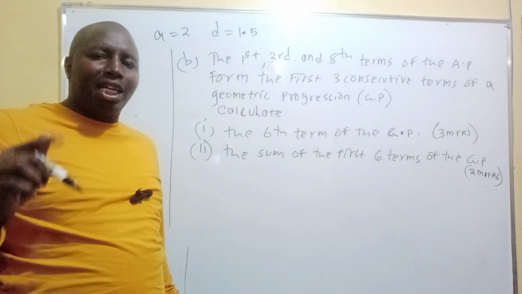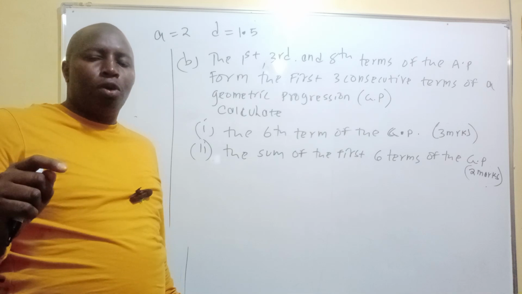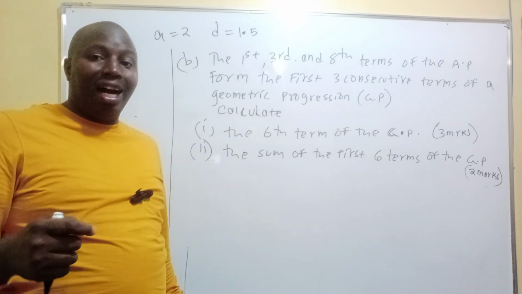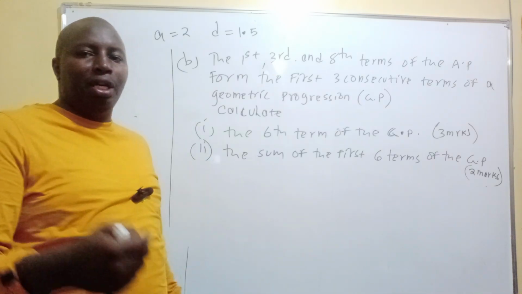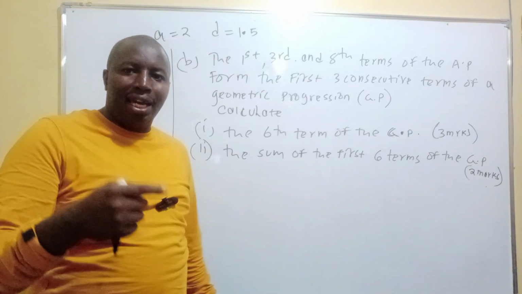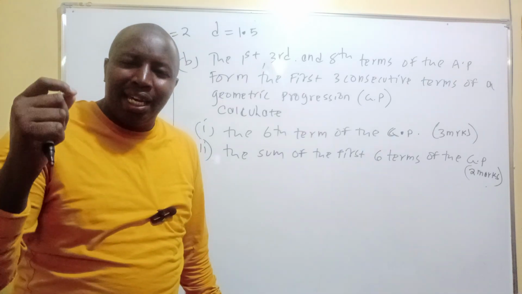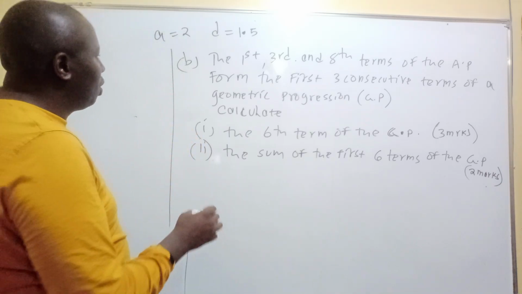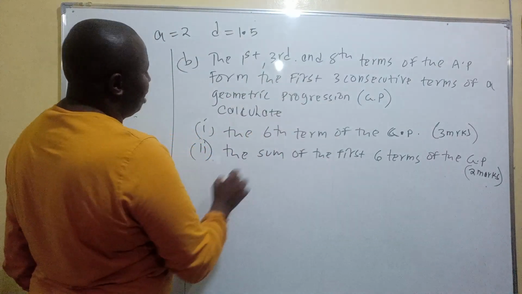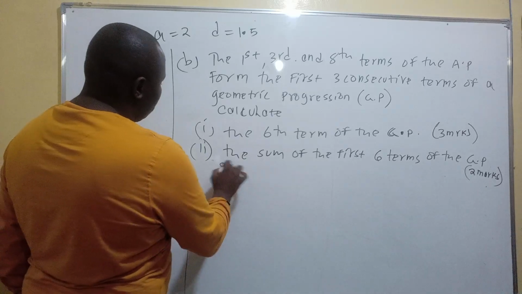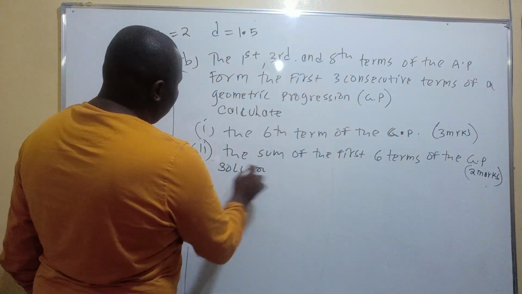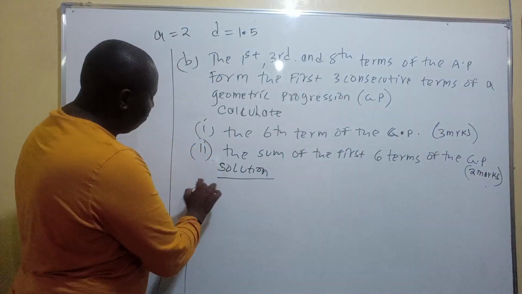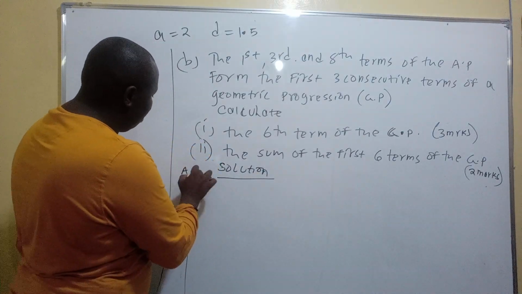So now the examiner is testing whether you know how to find the common ratio of a GP, how to find the nth term of a GP, and how to find the sum of a GP. So therefore, because you are told the first, third, and eighth terms of the AP, the solution to this one: can you first of all get the first term of the AP? Now we deal with the AP first.